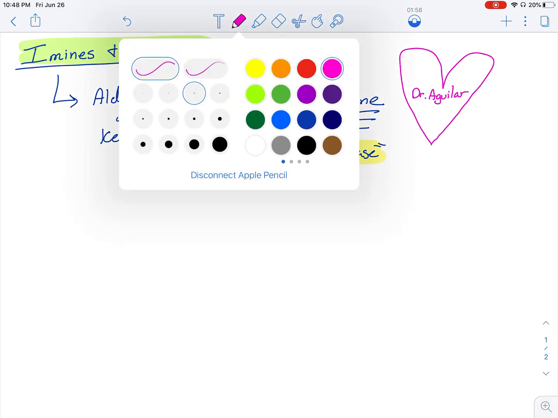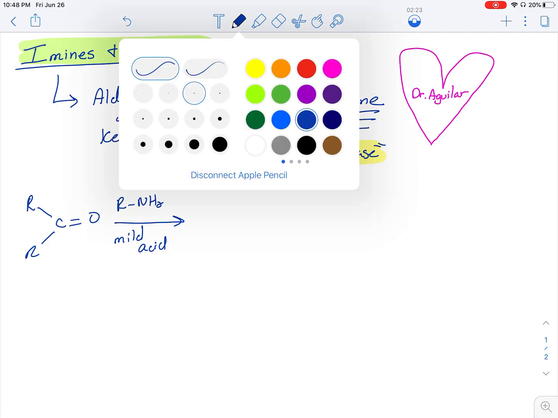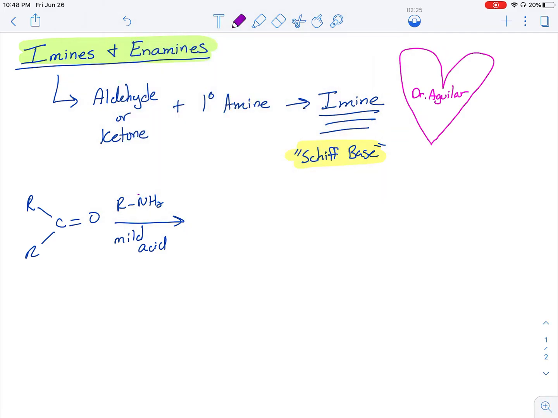So let's think about that process. Let's think about those reactions. Let's say that we have a ketone here in the presence of a primary amine. We're going to need some mild acid in this reaction also to facilitate this transformation. And you can imagine the chemistry that's going to happen. I think we've done this so many times already.